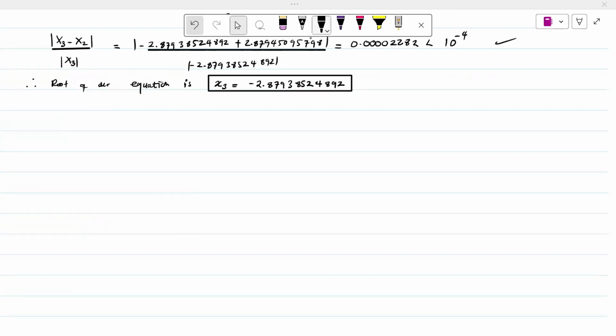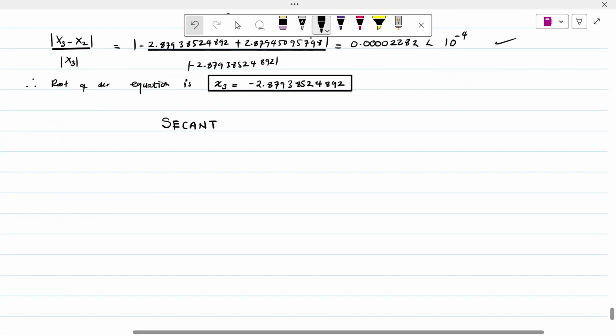So how is this second method? It's a modified Newton's Raphson method.